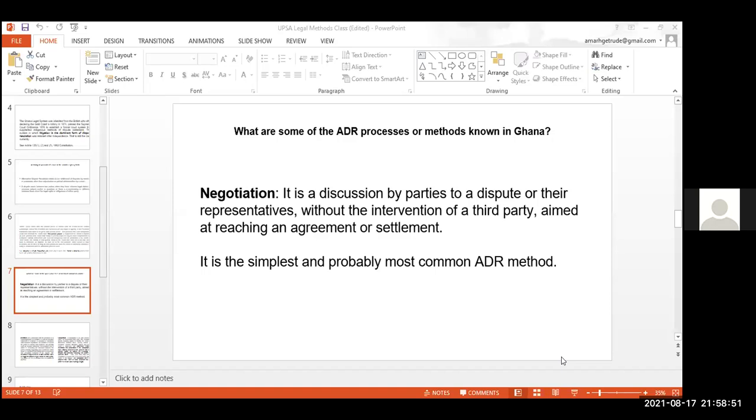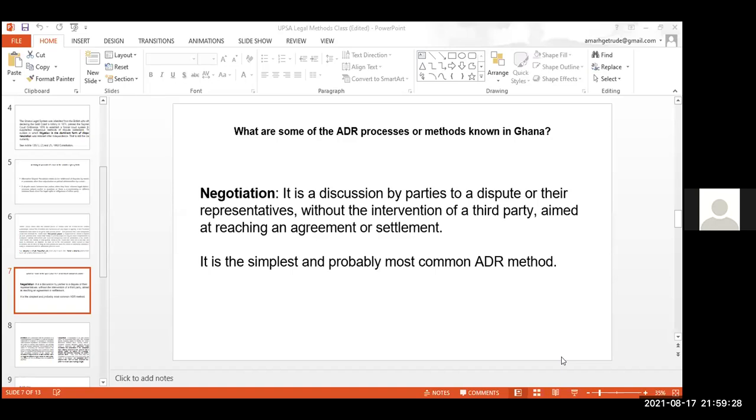Yes, so some of the ADR processes, like your friends have mentioned in the chat box, we can talk of negotiation, we can talk of mediation, we can talk of conciliation, we can also talk of arbitration. So at a minimum, anytime you hear the word ADR, at least remember that negotiation is a form, a mechanism, a method, or an ADR process. Same as mediation, also arbitration, conciliation. There are so many, but normally we just want to focus on the major ones. So let's begin with negotiation.